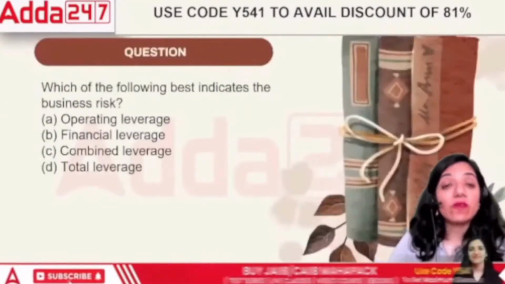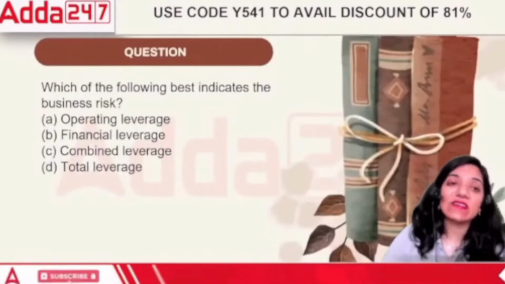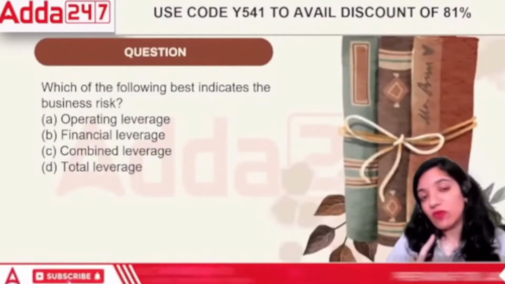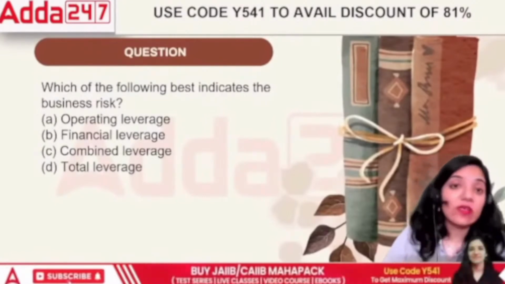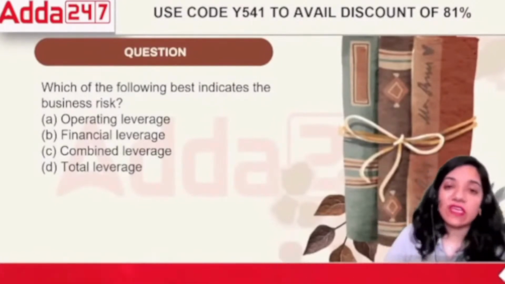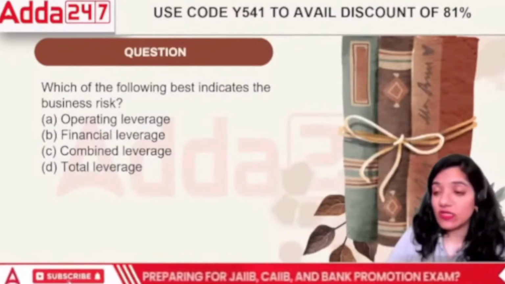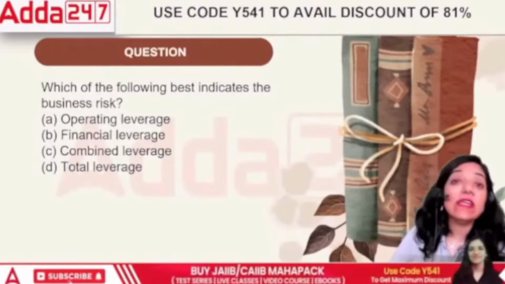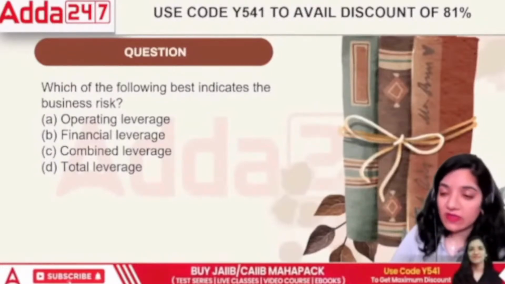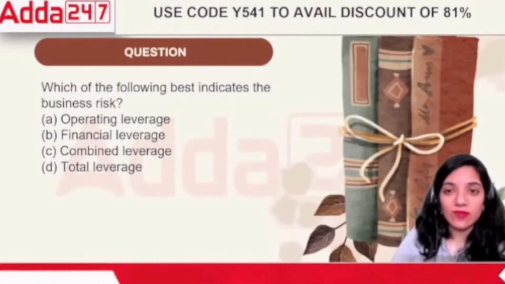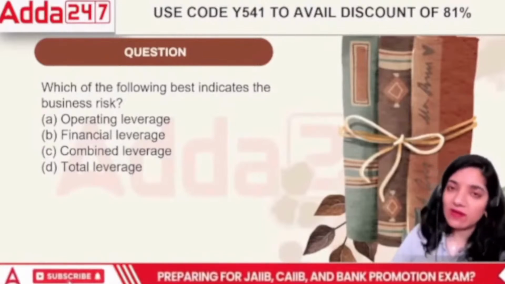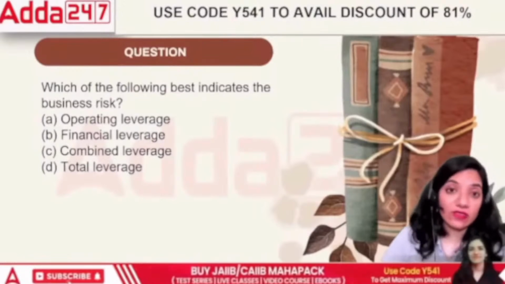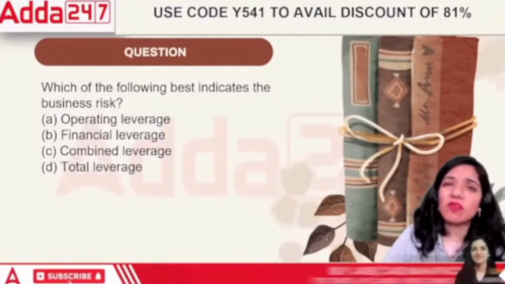Next point, which of the following best indicates the business risk? In terms of the business risks, the first term that we need to understand is called leverage. Before I move forward towards all these types, what is leverage? The term leverage can be taken from the word lever. Lever means the thing that helps to gear up, right? We have a specific gear lever in our cars where we can increase or decrease the gear of the cars, isn't it? In the same case, we talk about leverage as well.